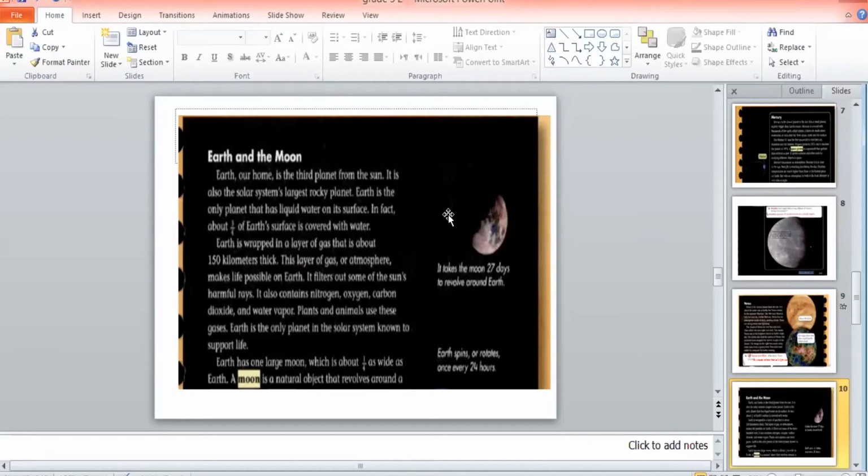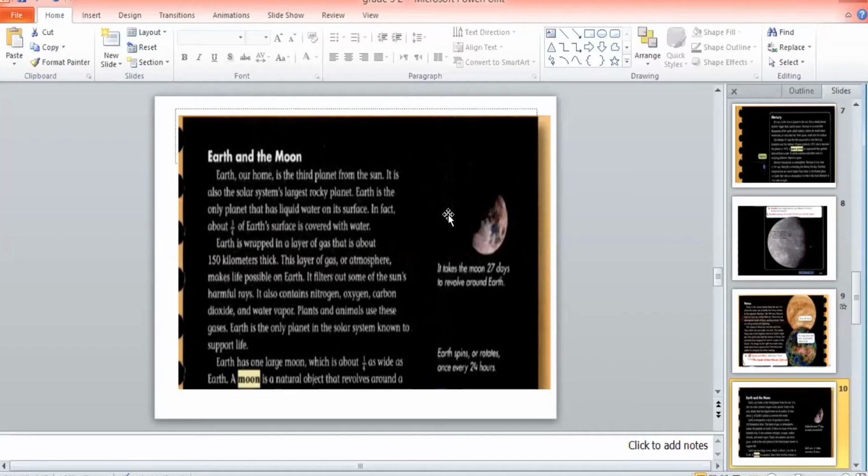Plants and animals use these gases. You remember that plants use carbon dioxide in the photosynthesis process and give out oxygen. We use oxygen and we give out carbon dioxide gas and water vapor. Earth is the only planet in the solar system known to support life. Till now, we cannot find any life on other planets, the inner or the outer, because all of them do not support life.